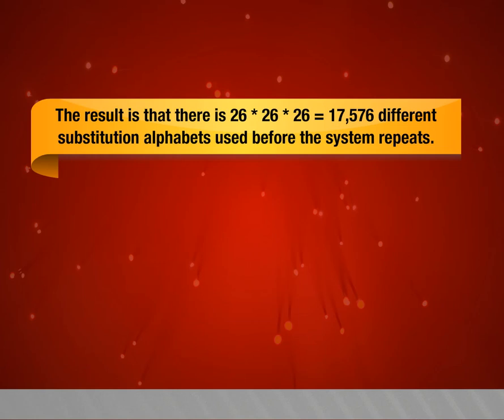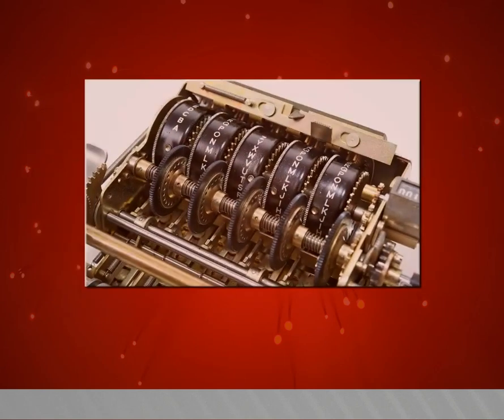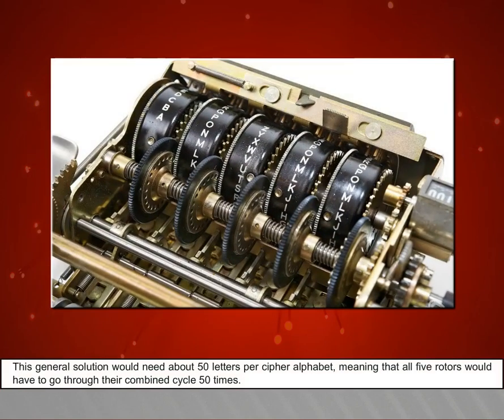the system repeats. The addition of 4th and 5th rotor results in periods of 4,56,976 and 1,18,81,376 letters respectively. This general solution would need about 50 letters per cipher alphabet, meaning that all 5 rotors would have to go through their combined cycle 50 times.